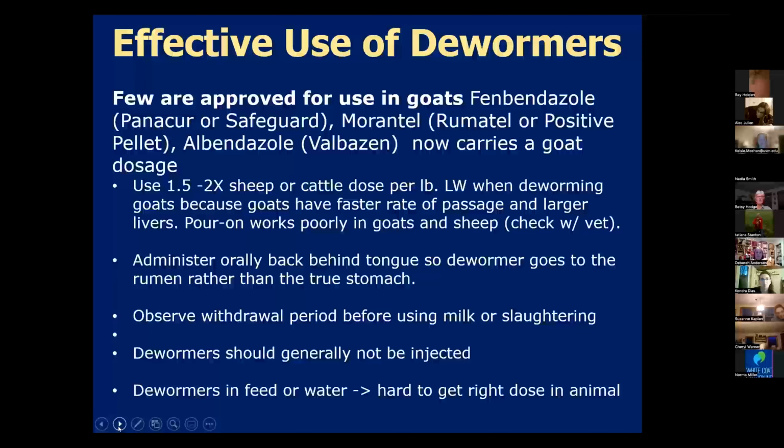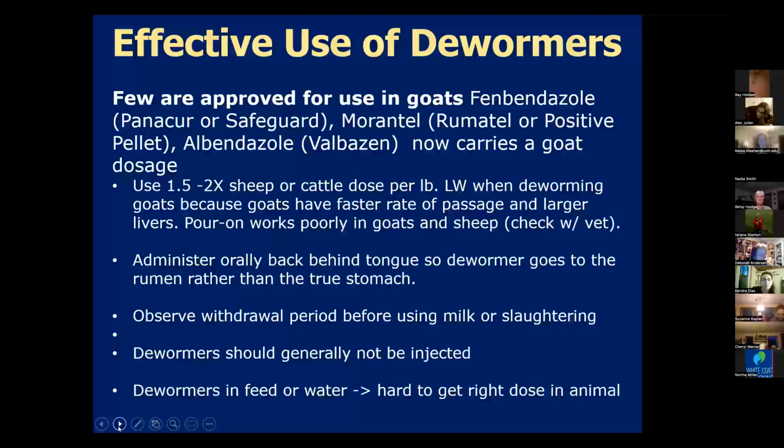So as we said, there are few dewormers that are now available for sheep and goats, and many of those have been used year after year and sometimes overused, so unfortunately we develop more resistance in our animals to them. They often don't work as well as the label would indicate. And so for goats, we usually say you should be using 1.5 to 2 times the sheep or cattle dose per live weight pound of that animal.